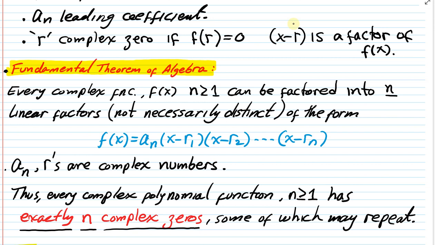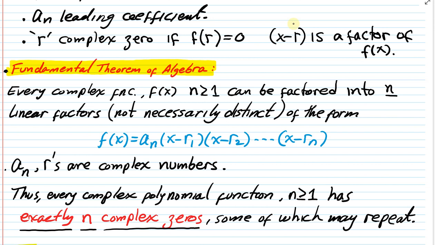So if you have, for instance, a 5th degree complex polynomial function, then you would expect to see exactly 5 roots, 5 zeros. Okay, so that's pretty cool.